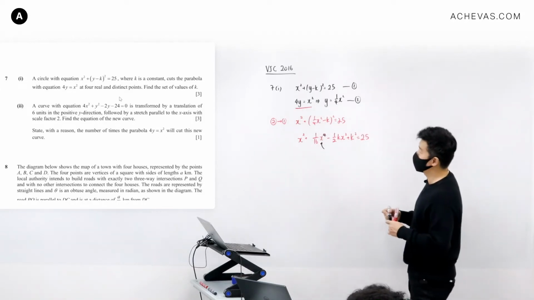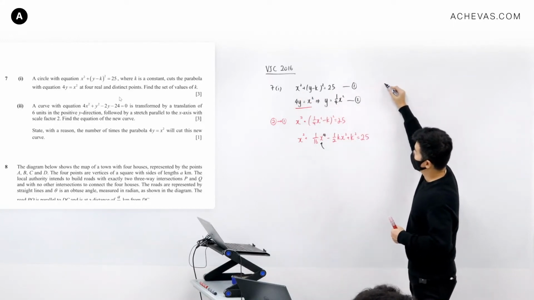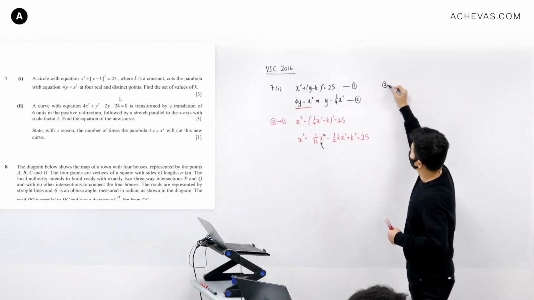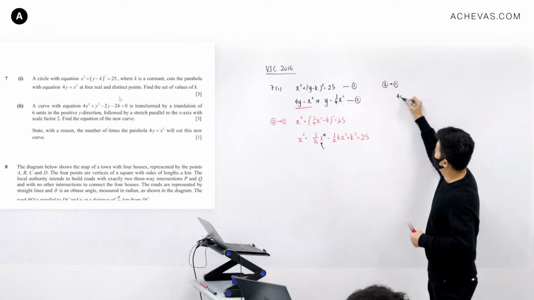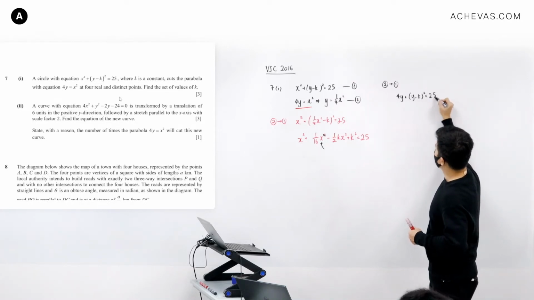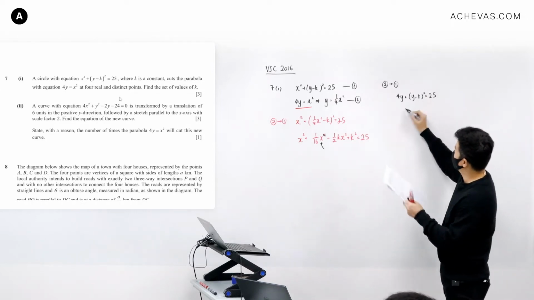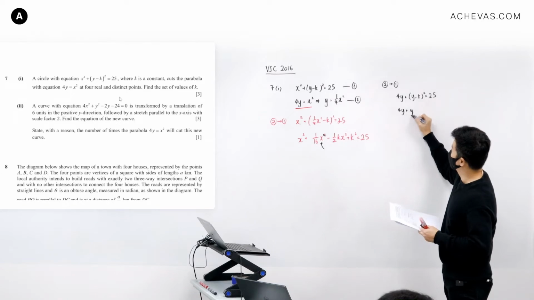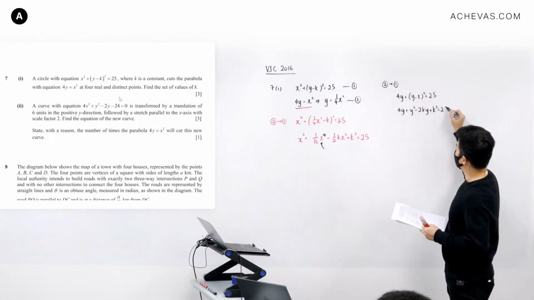If I were to choose the simultaneous equation as this, then I'm going to be replacing this. So I will still substitute equation number 2 into equation number 1. So we have 4y plus (y minus k) squared, and this is equal to 25. If I expand this, we have 4y plus y squared minus 2ky plus k squared, equal to 25.